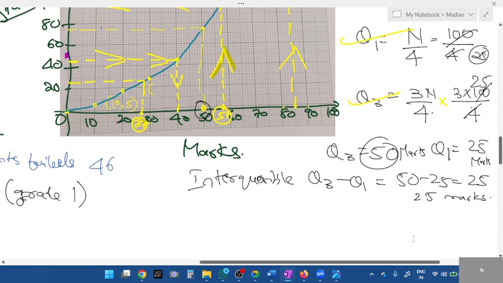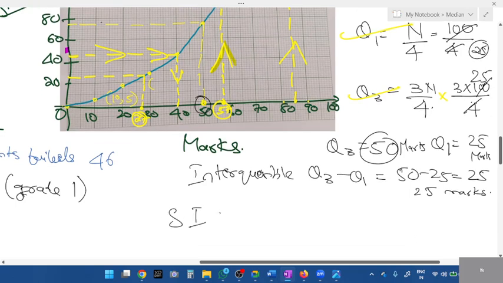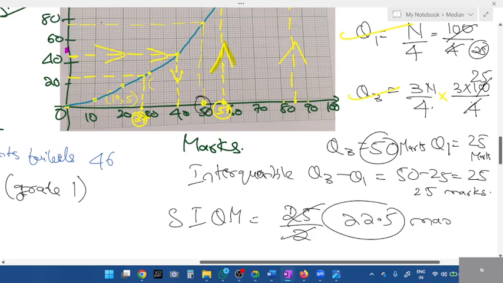Then they'll ask you semi-interquartile. Semi-interquartile marks. That is, just take this 25 marks divided by 2. What's the answer, students? 12.5 marks. Fine. So first, always go with the ogive graph. Once you plot the ogive graph, start the calculation. Is it clear? All of you understood?